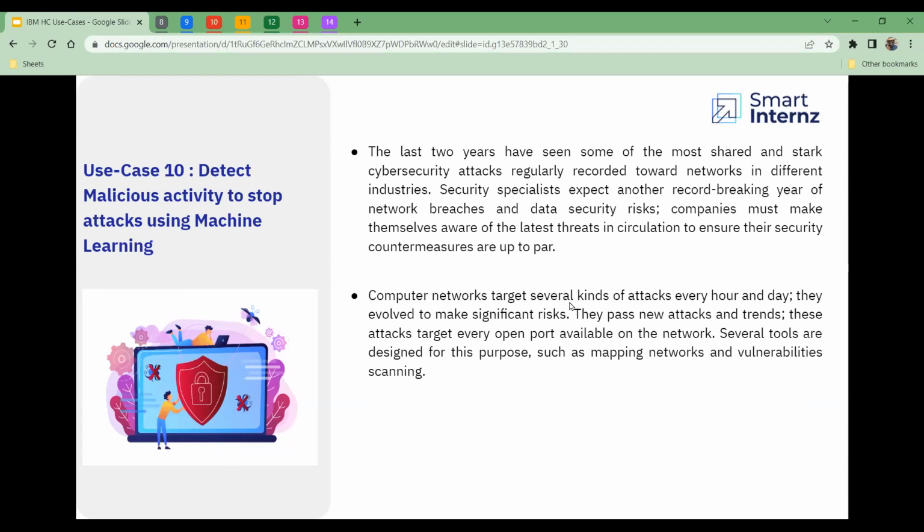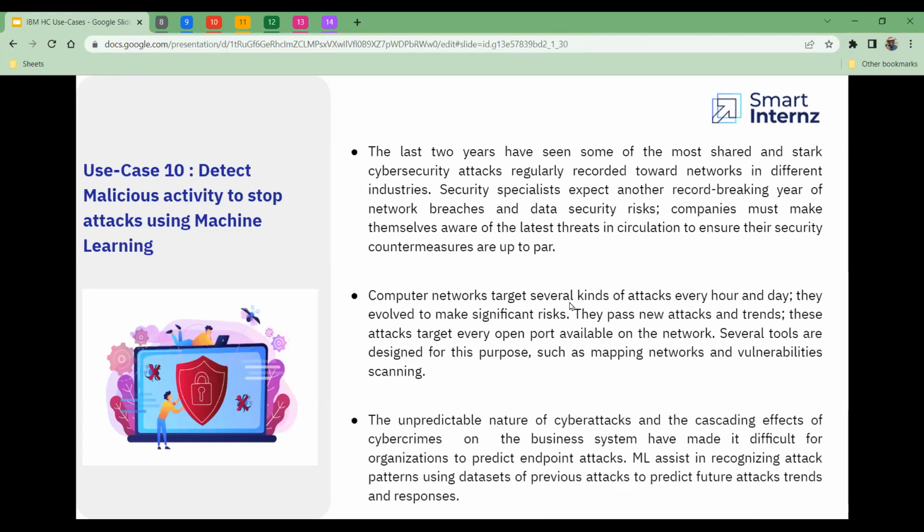Ransomware attacks, or there are different types of malicious attacks. The famous one, as I said, is the ransomware attack. So all of these we can call cyber attacks. So why are these happening? The unpredictable nature of cyber attacks and the cascading effects of cyber crimes on business systems have made it difficult for organizations to predict the endpoint of attacks.